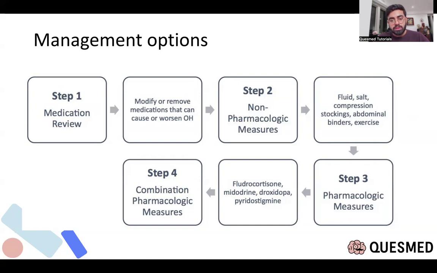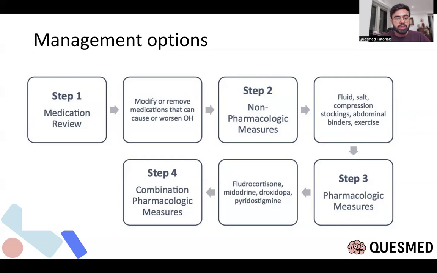So we've talked about non-pharmacological things, so lifestyle measures. There's some evidence that talks about increasing fluid intake, and for salt intake there's not as much evidence, but definitely fluid. So making sure that you're not dehydrated and that you're drinking enough water. Exercise and staying mobile. And then moving on to step 3, there are some medications that can be used.